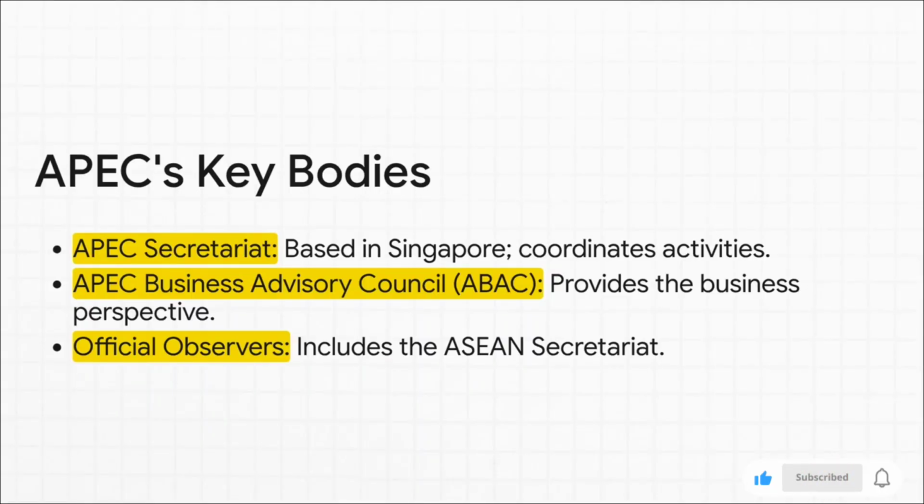As for the structure, it's actually pretty straightforward. You've got the Secretariat in Singapore. Think of it as the central nervous system, coordinating everything. And then, as we mentioned before, you have the APEC Business Advisory Council, or ABAC. This is the crucial link to the private sector.